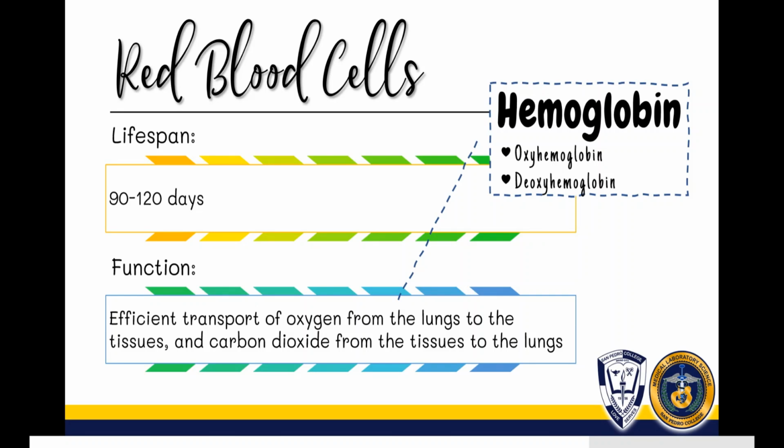Your arteries carry oxygenated blood, and because it is oxygenated, it carries oxyhemoglobin. That is why your arterial blood is bright red in color. Your veins, however, carry the deoxygenated blood, and therefore they carry the deoxyhemoglobin. And because of that, your venous blood is dark red or dull red in color.